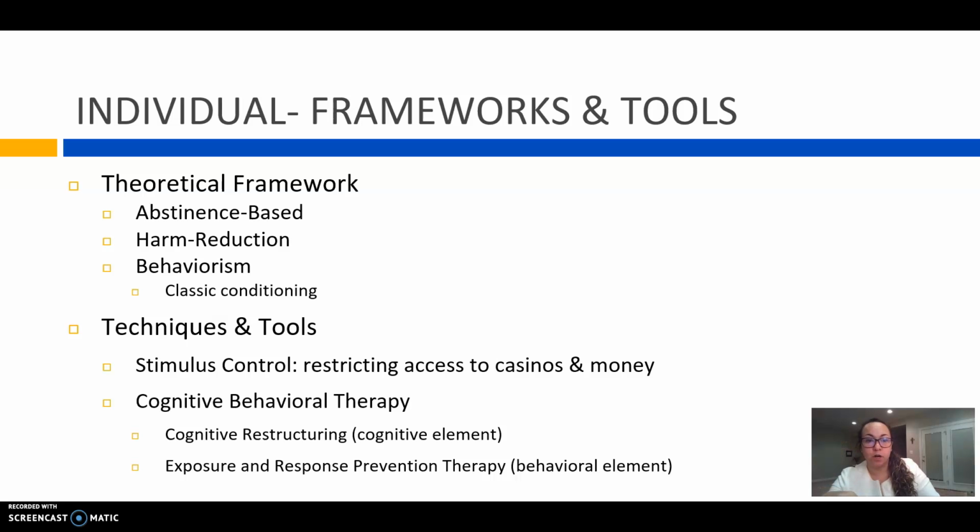Okay, so theoretical frameworks. Abstinence-based frameworks have proven through literature to be ineffective for reducing gambling behaviors. So to take the approach that says, never go to the casino again, don't be around any of your triggers. If you see a trigger, run away. That it just has proven to be ineffective for people, and it doesn't stop their gambling at all.